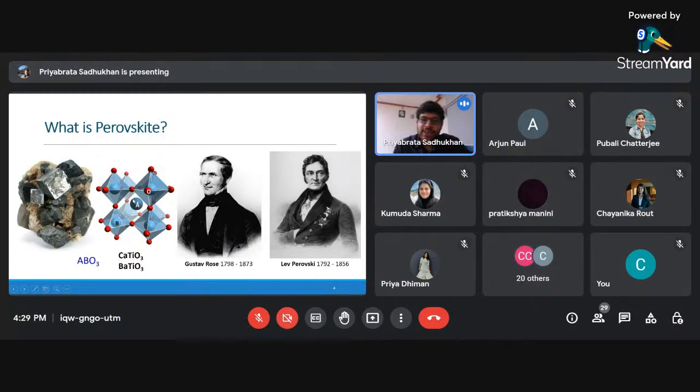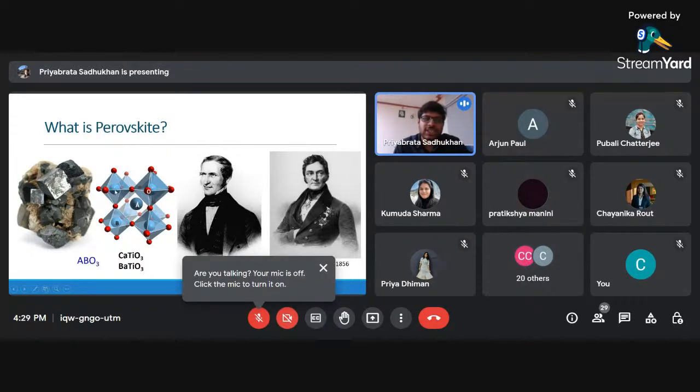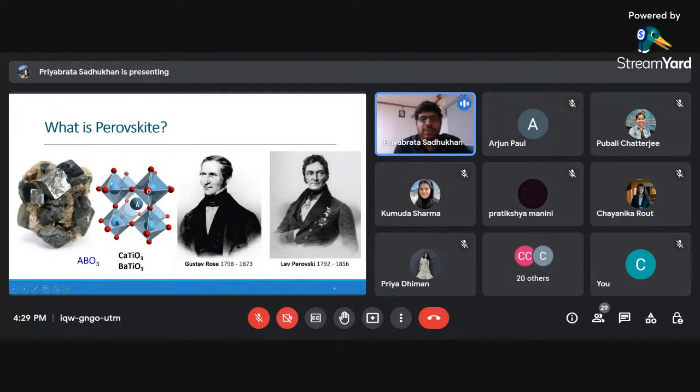You can see A and B are metal cations. Here it is calcium and titanium. The A sits in the middle of the cube, B is on the corners, you can say, and the oxygen anions occupy these spaces. These red dots are the oxygen.